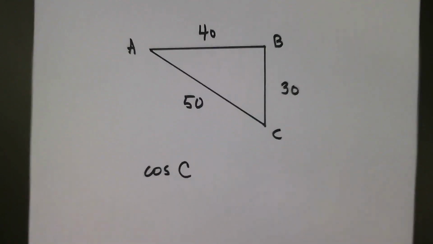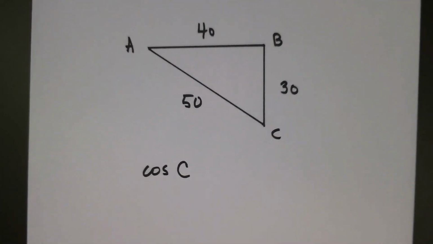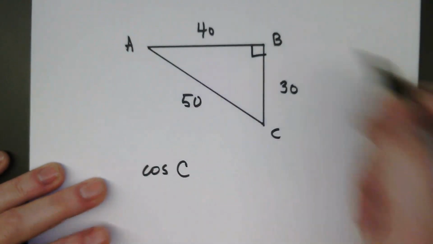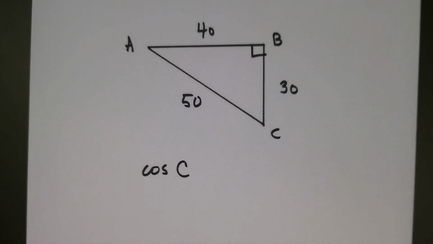So we're given this triangle here. Oh, and it is a right triangle. I should mark it as such. That's actually kind of important. That notation should be there. This is a right triangle. All the sides are given. We don't have the angles, but we're asked to just find the cosine of C.